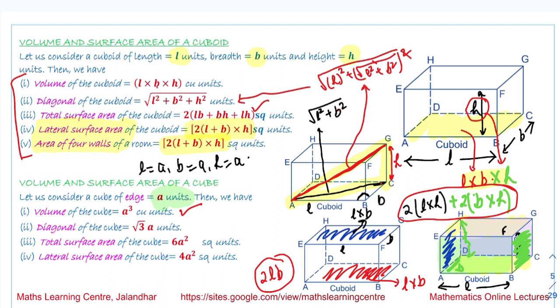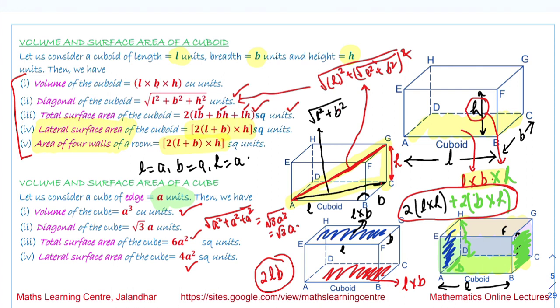Then the value of the diagonal will become square root of A square plus A square plus A square. So it is equal to square root of 3 times A square. So it is equal to root 3 times A. Next, when we are talking about the total surface area, it is A square, 3 times into this. So it becomes 6 times A square. And lateral surface area means we are talking about the area of the 4 walls. So that area will be 4 times A square.